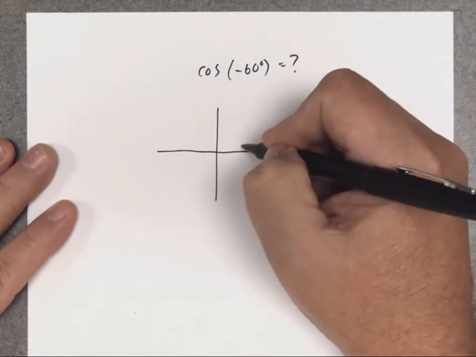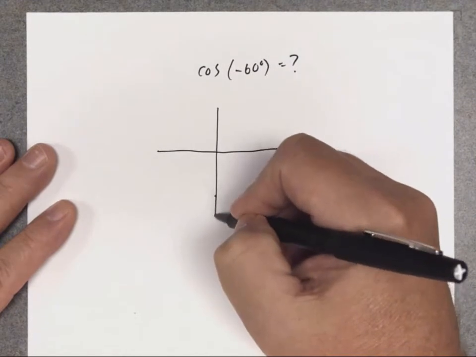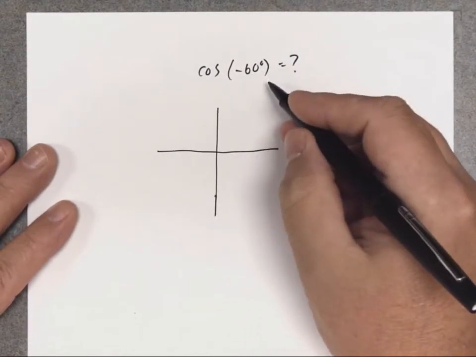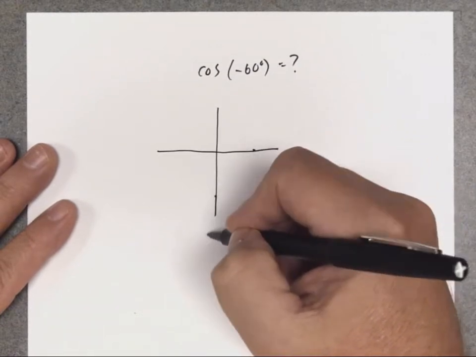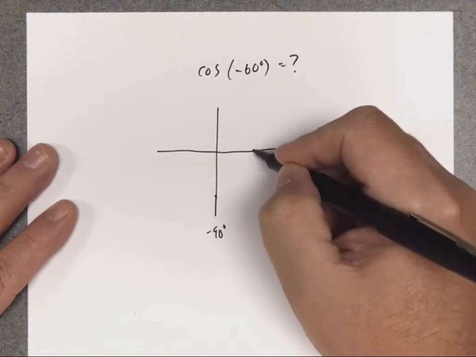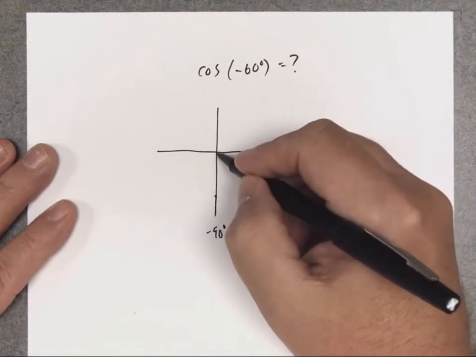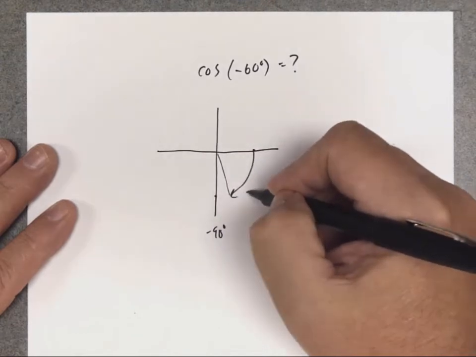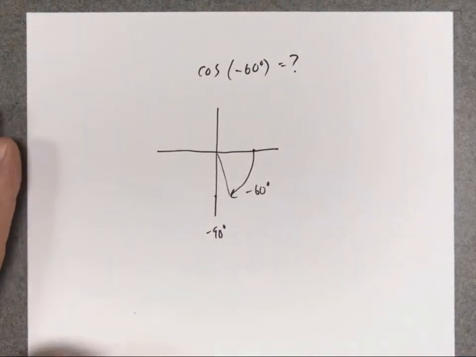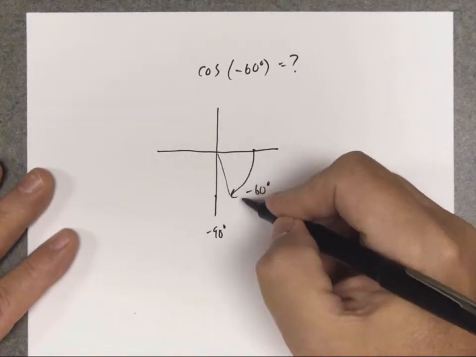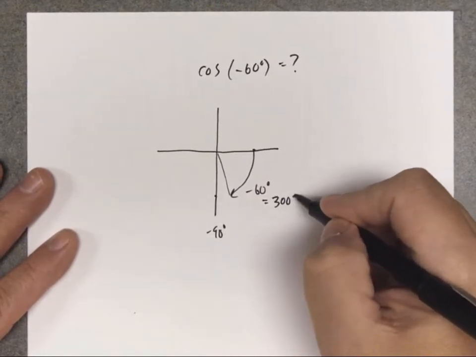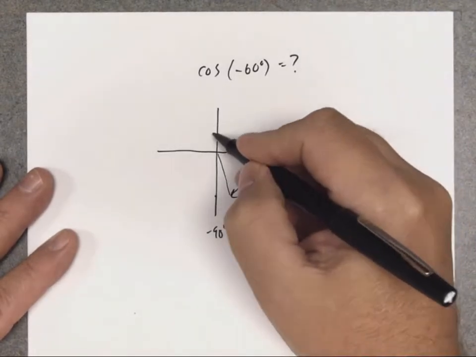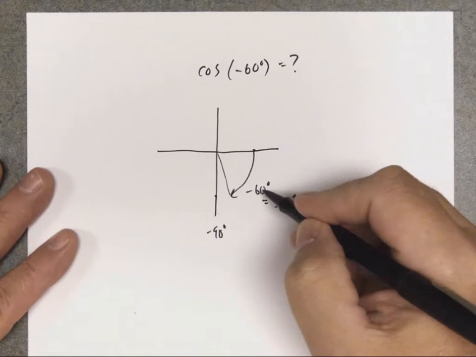Remember, counterclockwise means positive angles. So a negative angle means you go clockwise. You go this direction. So you start here. If I were to go all the way here, this would be like negative 90 degrees. So negative 60 degrees is right here. But when I think of my unit circle, negative 60 degrees is the same as 300 degrees, right? Because it's 270 plus 30. So these are the same.